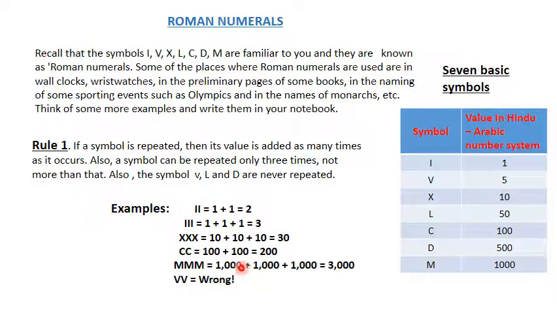Here the symbol M is repeated 3 times and the value of symbol M is 1000. How many times is it repeated? 3 times. So we have also added 3 times: 1000 plus 1000 plus 1000 becomes here 3000. Okay students, just see here V and V. What is our rule 1? V, L and D are never repeated. Here it is written 2 times, which is wrong.